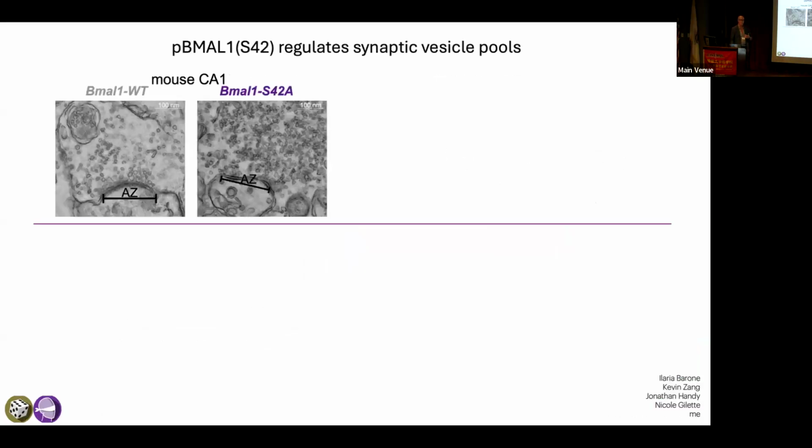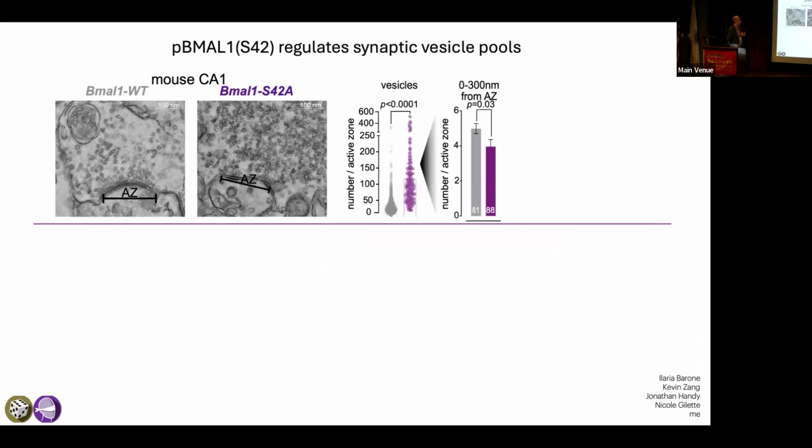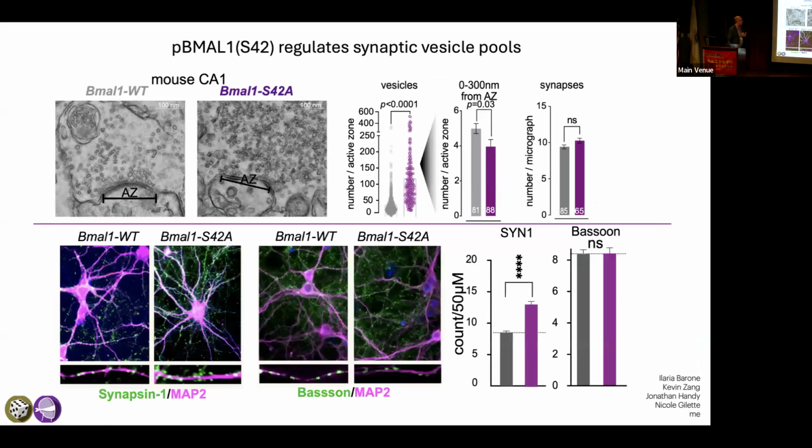So then when we went back, we did EM on these animals, and we did all of this completely blinded. And we actually counted by hand 70,000 vesicles in the hippocampus. And what we found is that the vesicles in the point mutation mice, remember these mice lack a rhythm of BMAL in the synapse, are just chock full of vesicles, chock full.